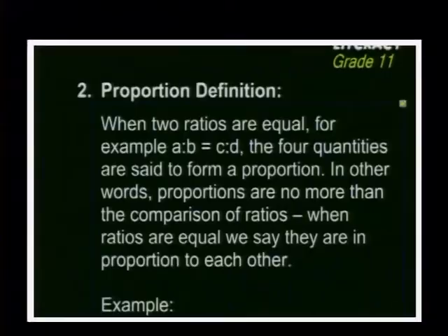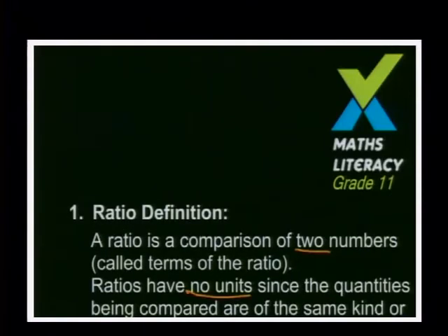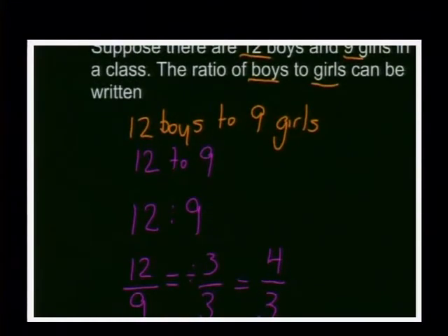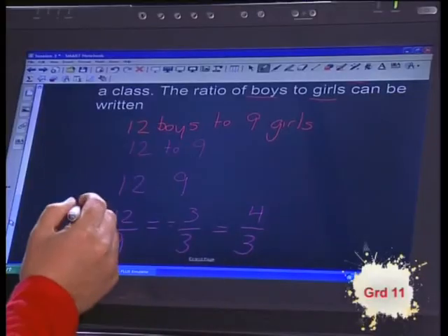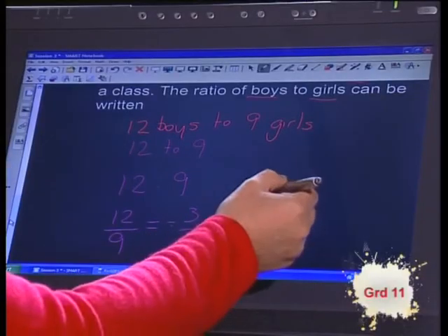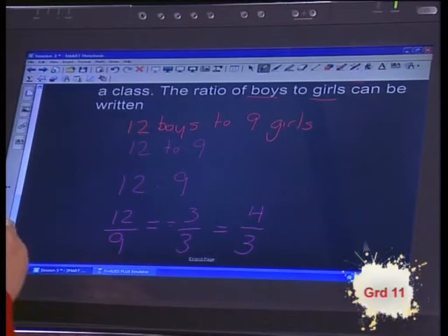Let's move on now to a proportion. Proportion is just when we're looking at 2 ratios that are equal to each other. So for example, A to B is equal to C to D. Now if we go back one step to my ratio, what I ended up with here with my boys to girls when I simplified, that was a proportion. My 12 to 9 is equal to 4 to 3.